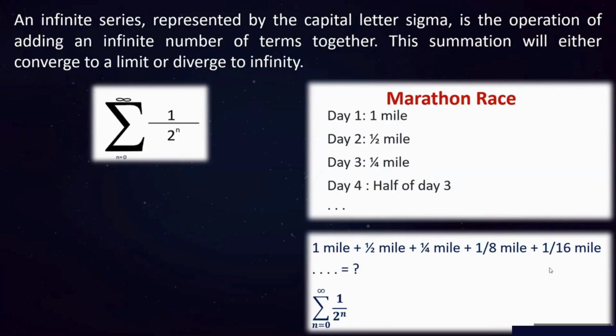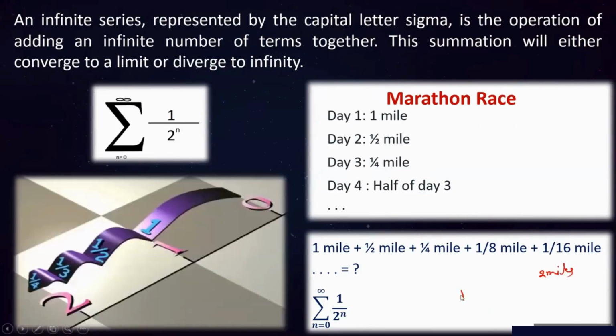Let me just write it. See, let us say the target is totally 2 miles. I'm just assuming it so. On day one he has completed 1 mile. Then on day two he has completed another half mile. Then on day three he has completed only 1/4. See, after completion of 2 days, you can understand the remaining distance is totally half a mile.